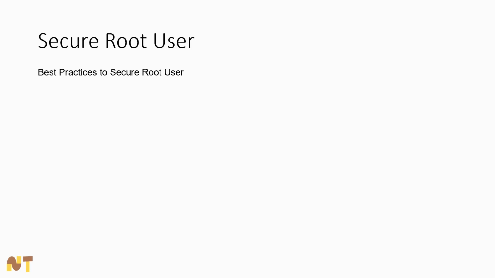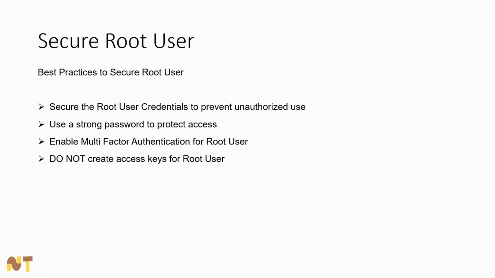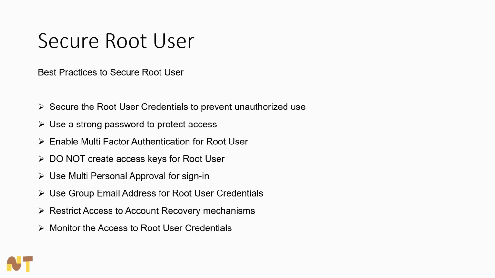AWS also has some security best practices for the root user, like secure your root user credentials to prevent unauthorized use. Use a strong root user password to help protect access. Secure your root user sign-in with multi-factor authentication. Don't create access keys for your root user. Use multi-person approval for your root user sign-in wherever possible. Use a group email address for root user credentials. Restrict access to account recovery mechanisms. And secure your organization root user account credentials and monitor the access and usage for root logins.